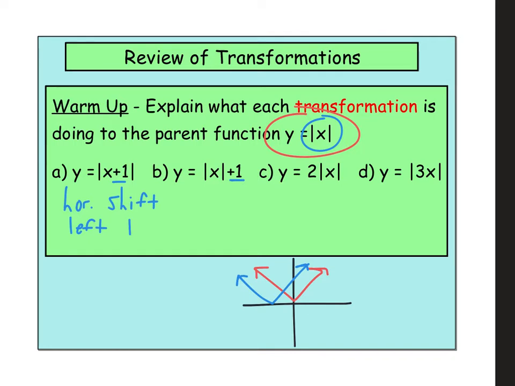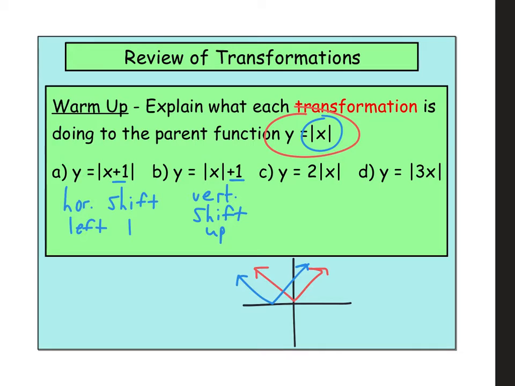The plus 1 on the outside in part B, anything on the outside is affecting y values, so that would be a vertical shift. And those do go in the direction that they should go, right? So this one would shift the graph up 1 unit. It would shift the original red graph there just up 1 unit.